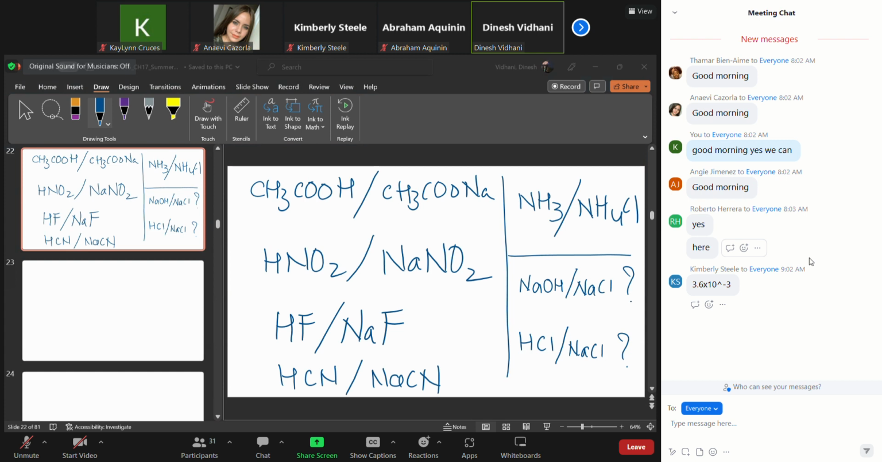Anyone? You have two solutions. One is HCl with NaCl. The second one is NaOH and NaCl. Tell me whether these two are buffer solutions. Write down in the chat box. I want everyone to respond.